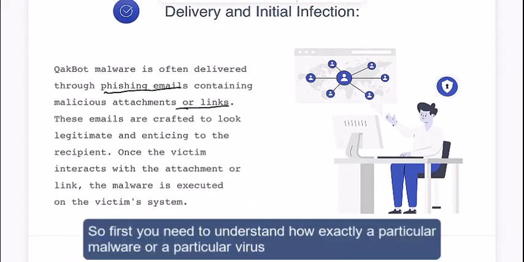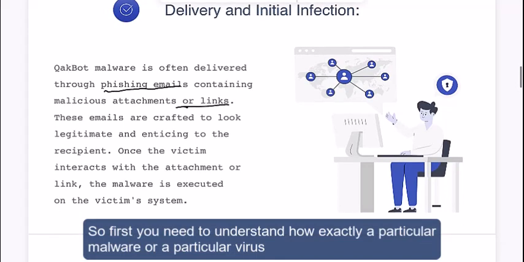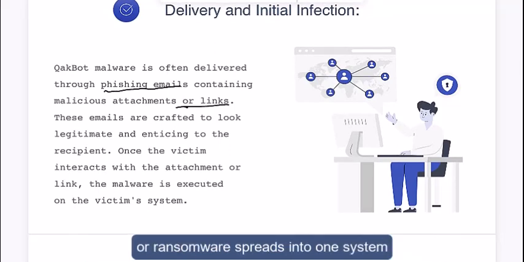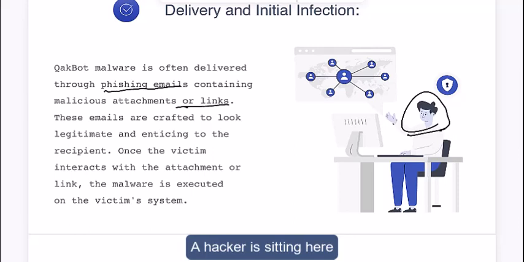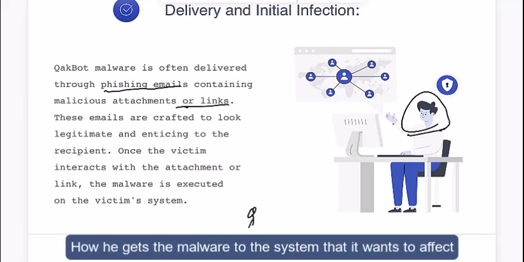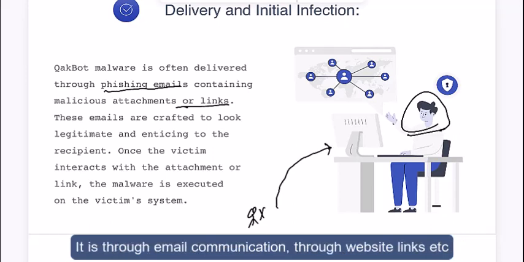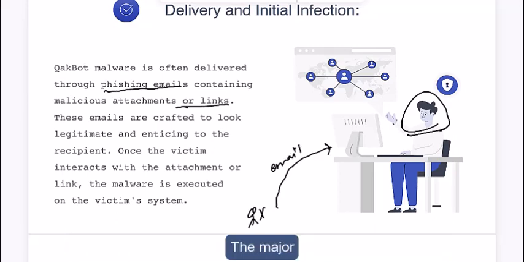First you need to understand how exactly a particular malware or virus or ransomware spreads into a system. For example, if this person who is sitting over here on the chair is impacted by a malware, a hacker is sitting here, right? A dangerous hacker. So how does he get the malware to the system that he wants to affect? It is through email communication, through website links, etc. Correct?